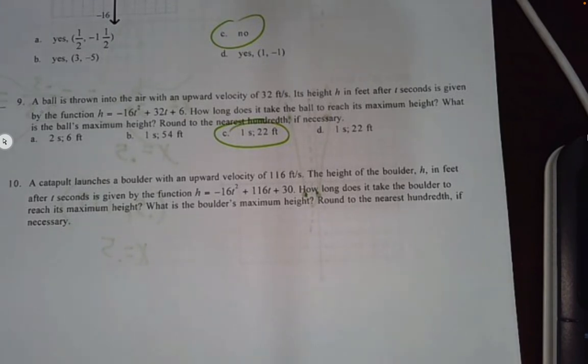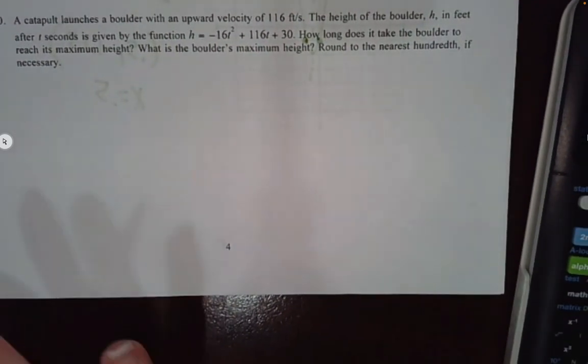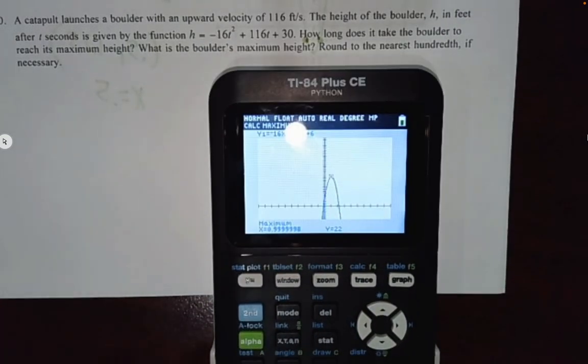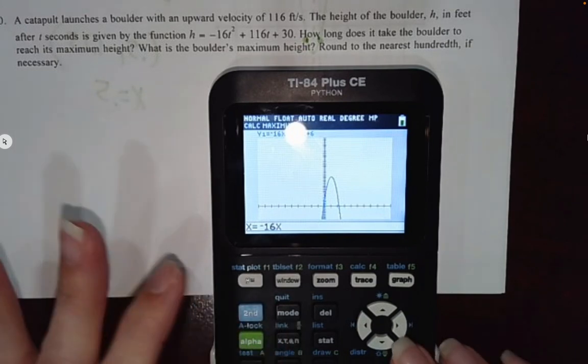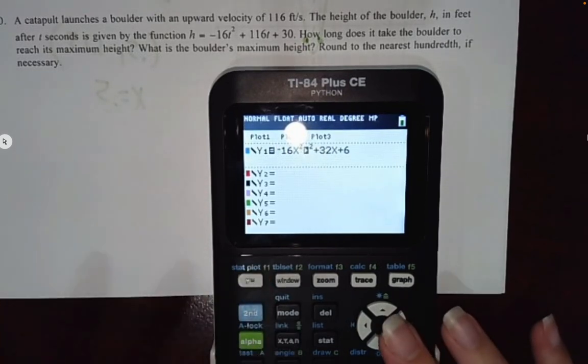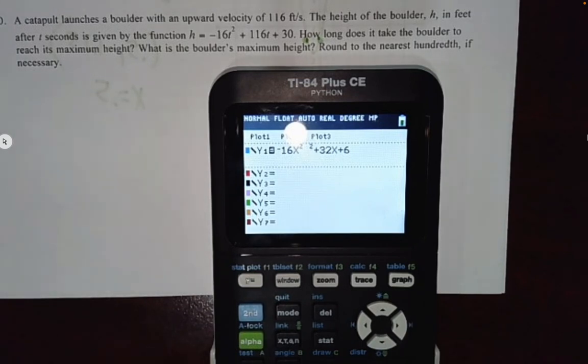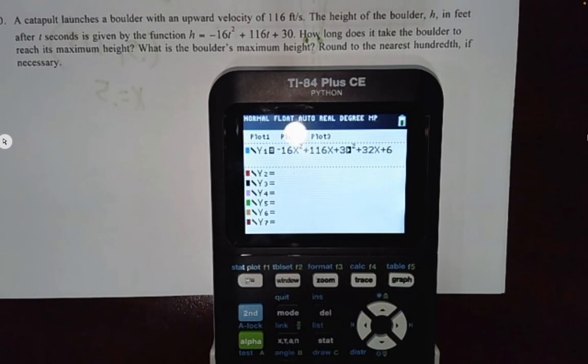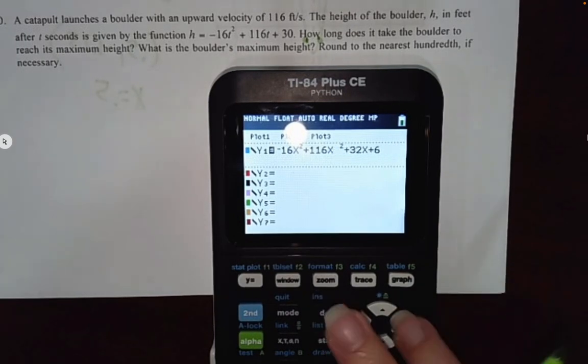Okay. This one gives us an equation as well. It asks the same thing. How long does it take and what's the height? So what are we going to do? We're just going to type it in our calculator. Negative 16, press y equals. Negative 16x squared, it's always that, plus 116x plus 30. Oops, I meant to do this.